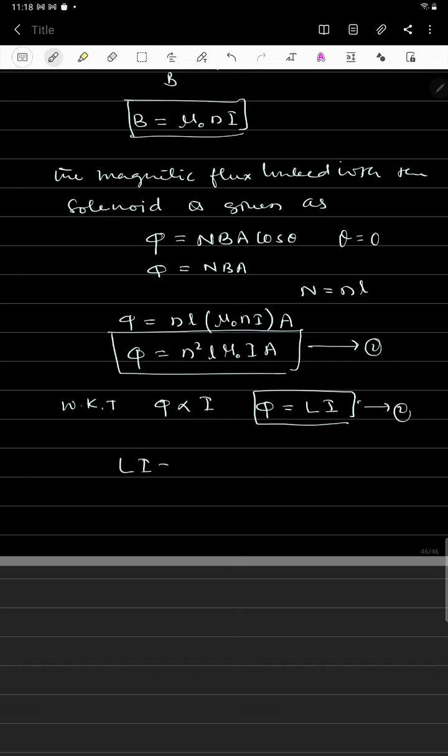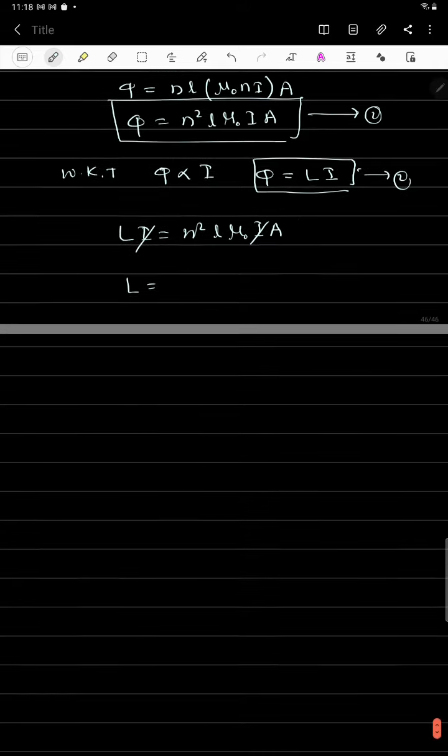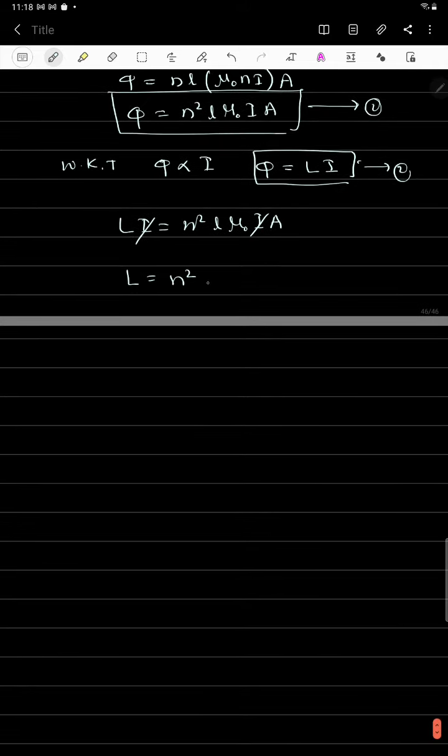So L I equals n square L into mu naught into I into A. Here I gets cancelled. Then what remains? L equals n square into L into mu naught into A. So this is the expression of self-inductance. We'll give this equation number 3.